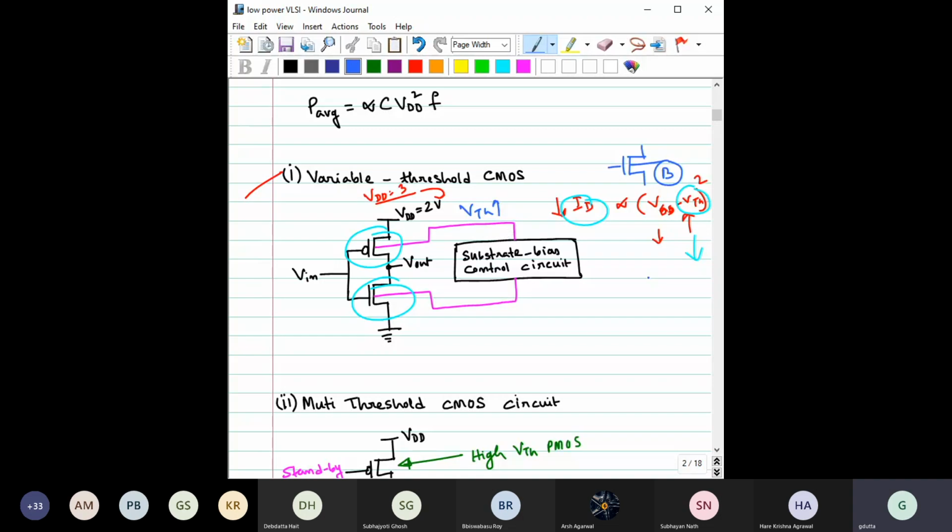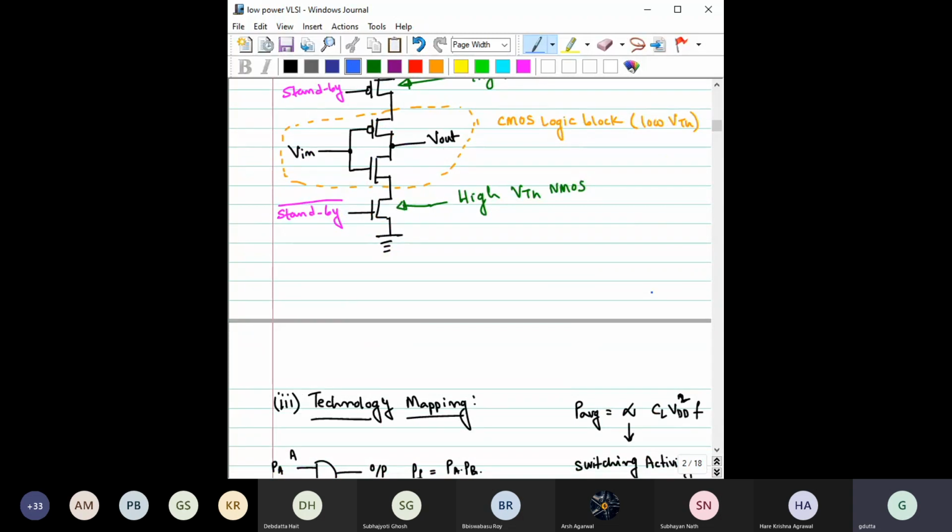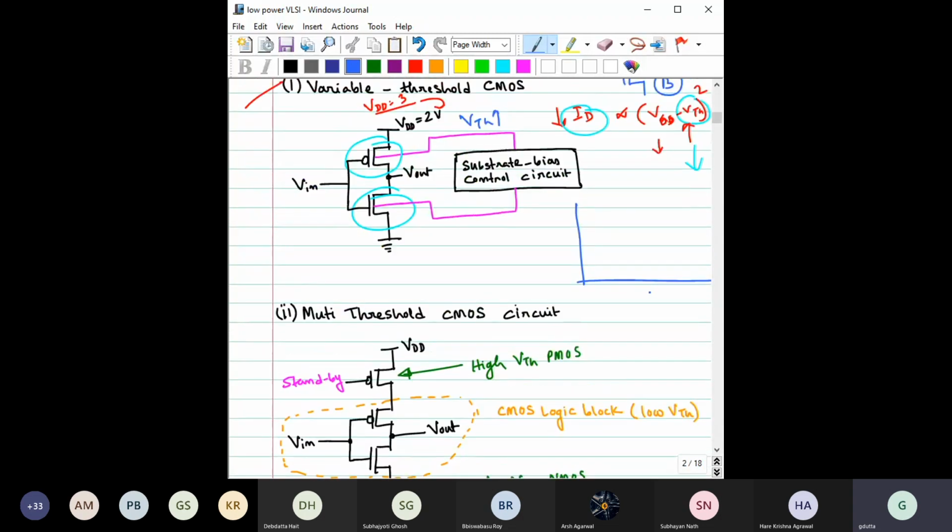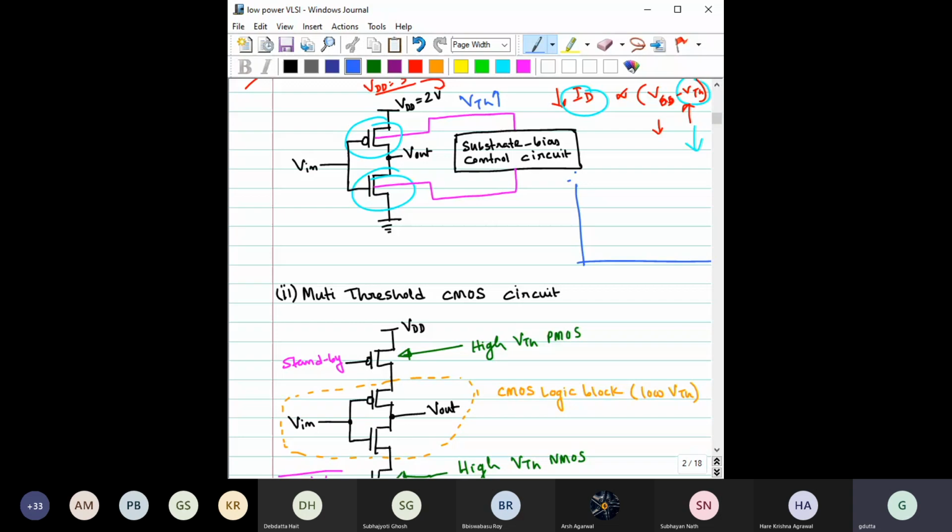Maybe I have some time today, so I can give you an example here so you can understand this better. See, I have already discussed this plot earlier. Say this is ID and this is VGS. So, ID versus VGS for NMOS. How would the ID-VGS look for NMOS?